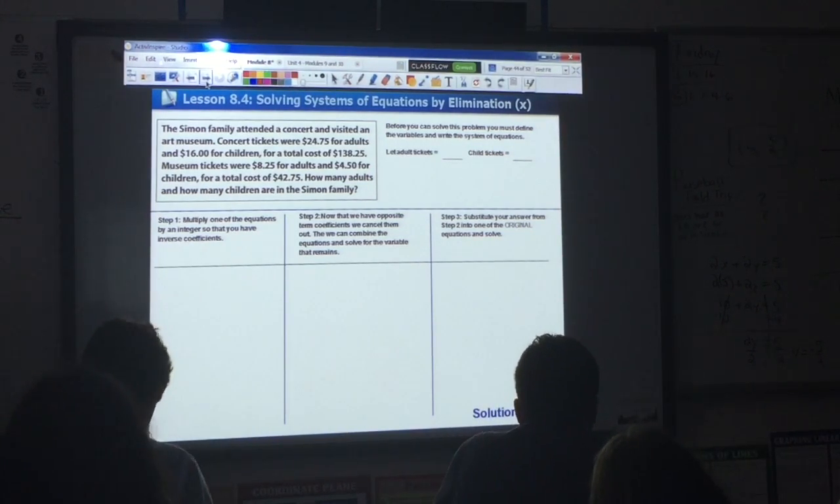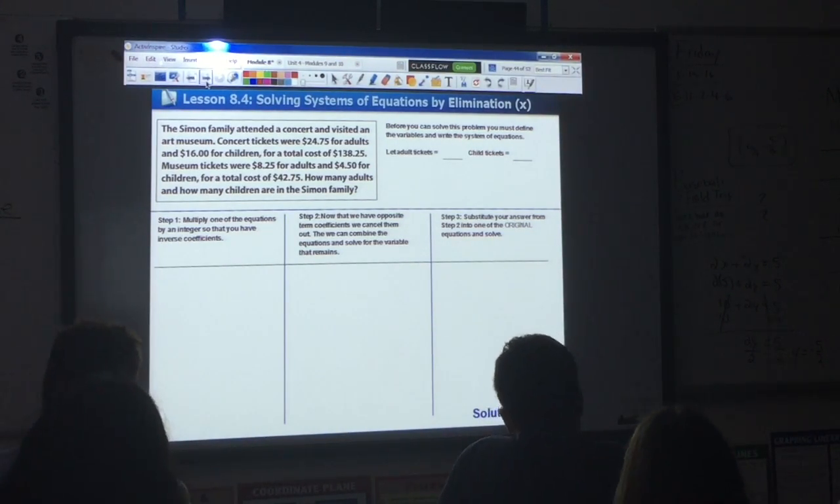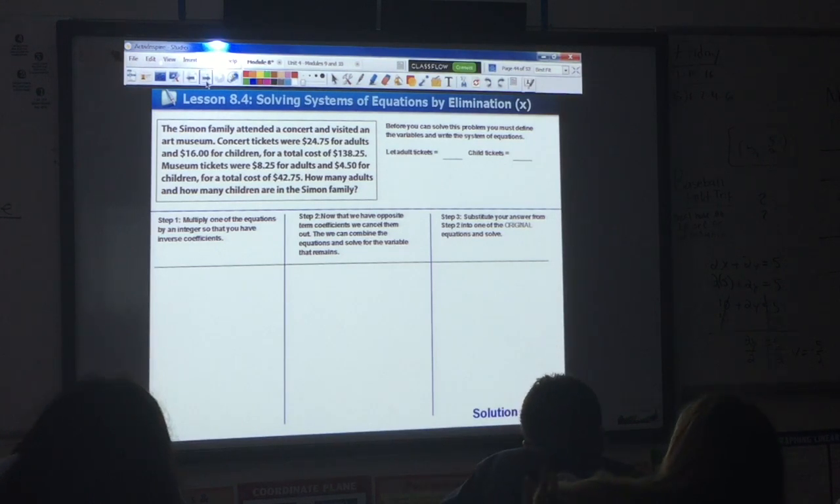The Simon family attended a concert and visited an art museum. Concert tickets were $24.75 for adults and $16 for children, for a total cost of $138.25.